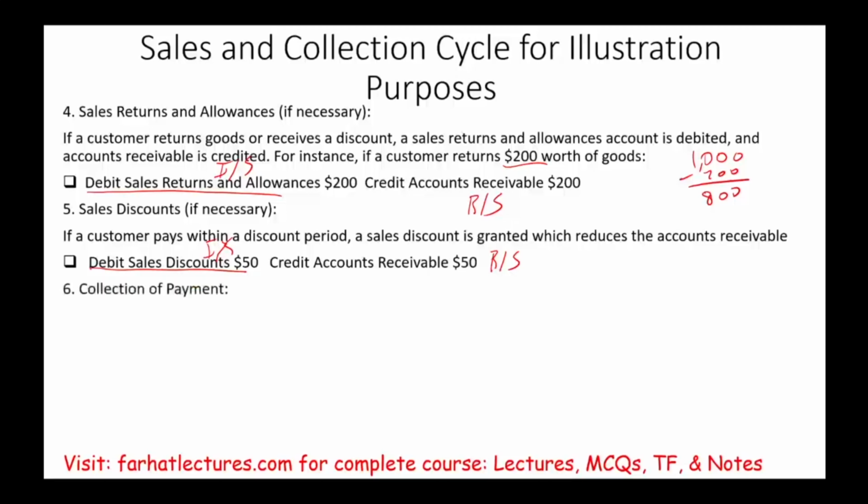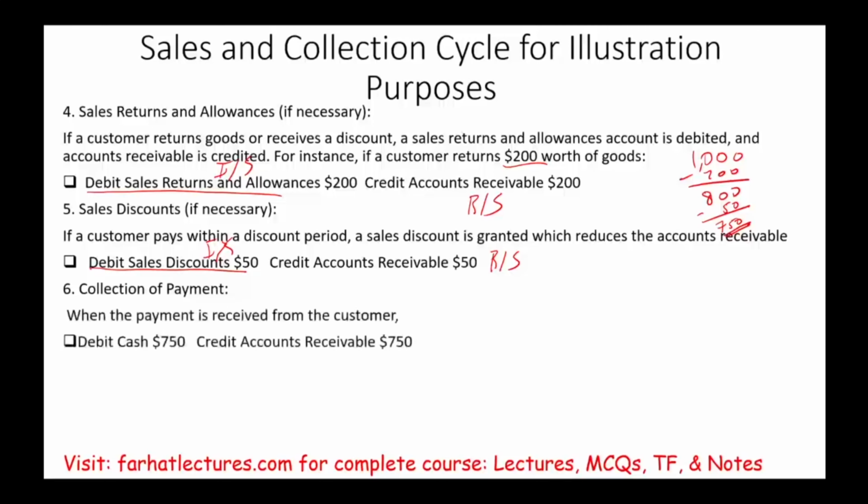Then we collect the money. So if they pay within the discount period, they got a $50 discount, they still owe us $750. We debit cash $750 when we receive the payment. We credit account receivable. Notice here they are both balance sheet accounts.